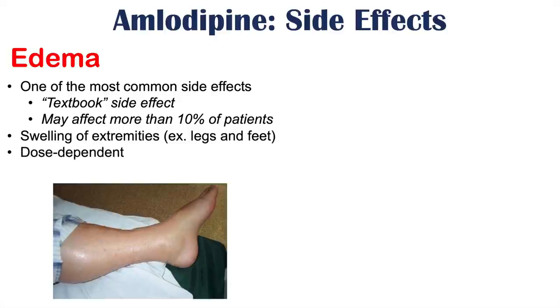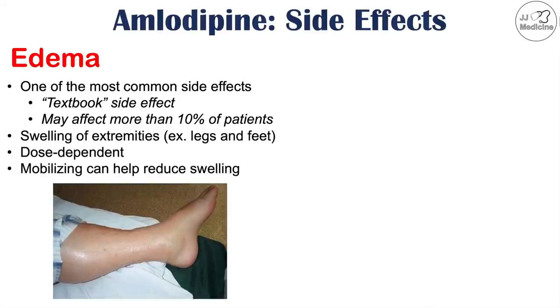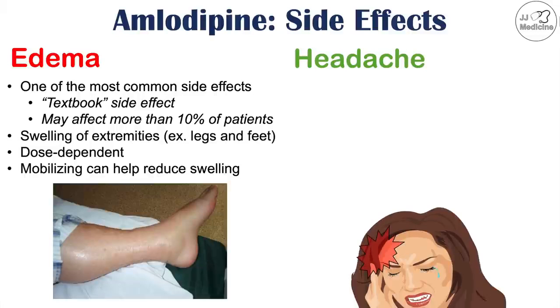This occurs in a dose-dependent manner. So the higher the dose of amlodipine, the more likely edema is going to occur. And a way to help reduce some of the edema is by mobilizing. So walking around and being active can move some of that fluid out of the interstitial space, allowing the swelling to reduce. Another common side effect of amlodipine use is a headache.